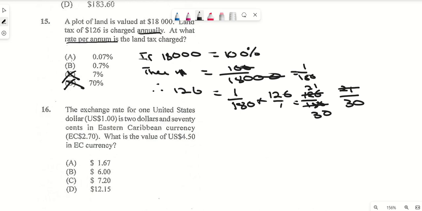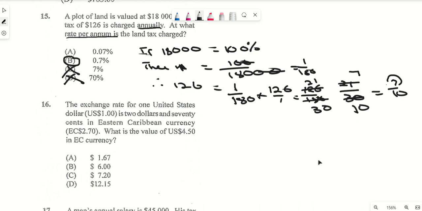Then you say what could go into 21 and what could go into 30? 3. 3 could go into 21, 7 times. 3 could go into 30 10 times. So it's 7 over 10. If you divide 7 by 10, you carry across the decimal. It will be 0.7, which is B, your answer.